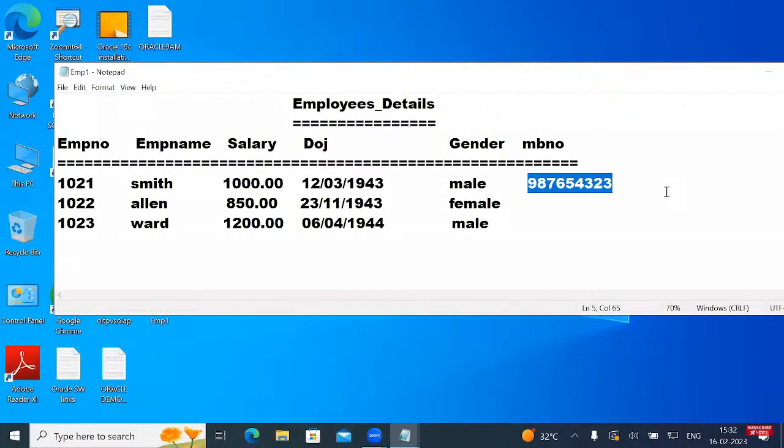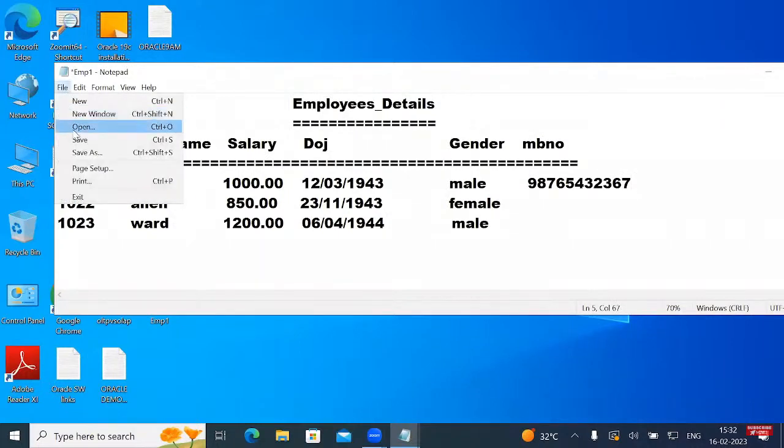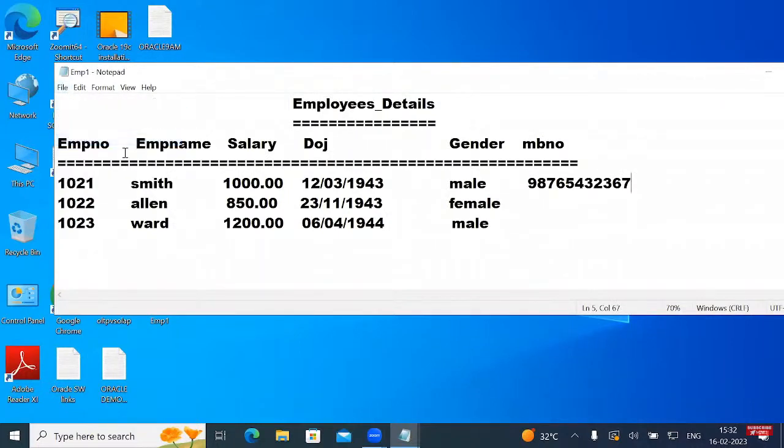Are validations performing or not performing? Not performing. Suppose I give 11 digits. Can I save this file? It is also accepted. So fewer than 10 digits are accepted, and more than 10 digits are accepted. But actually, is this valid data or invalid data? Invalid data. Invalid data is also allowed. So is it accurate? No, not accurate.